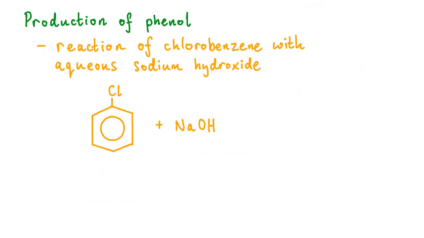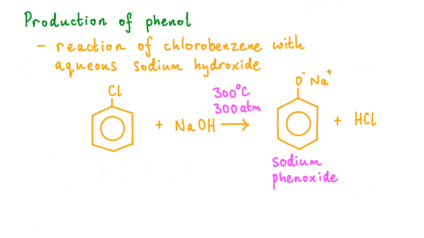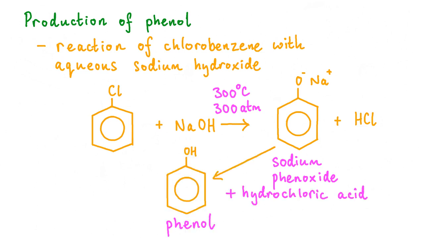Industrially, phenol is synthesized by reacting chlorobenzene with aqueous sodium hydroxide. The process takes place at about 300 degrees Celsius and the pressure is elevated to about 300 times atmospheric pressure. The initial product in this reaction is sodium phenoxide. The sodium phenoxide is then treated with hydrochloric acid to produce phenol and sodium chloride as a waste product.